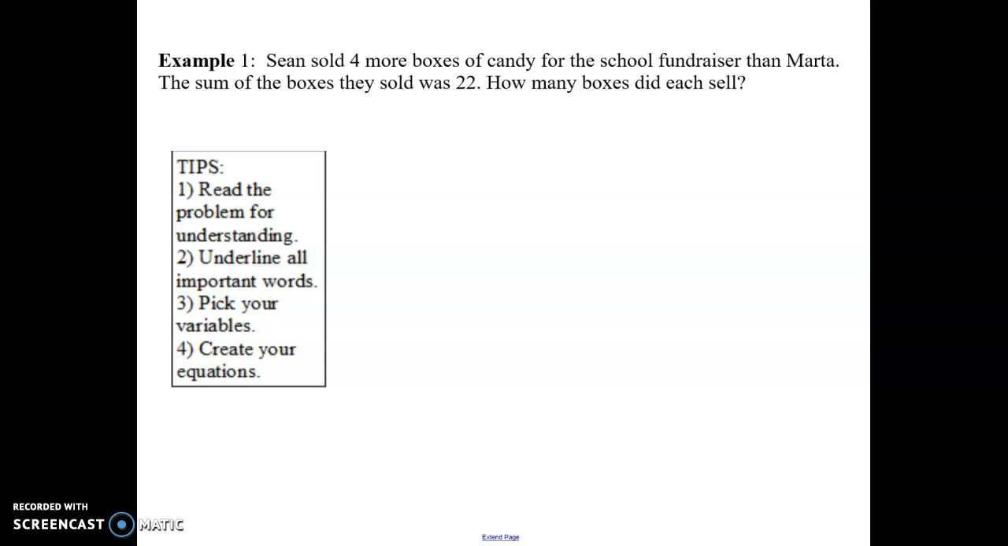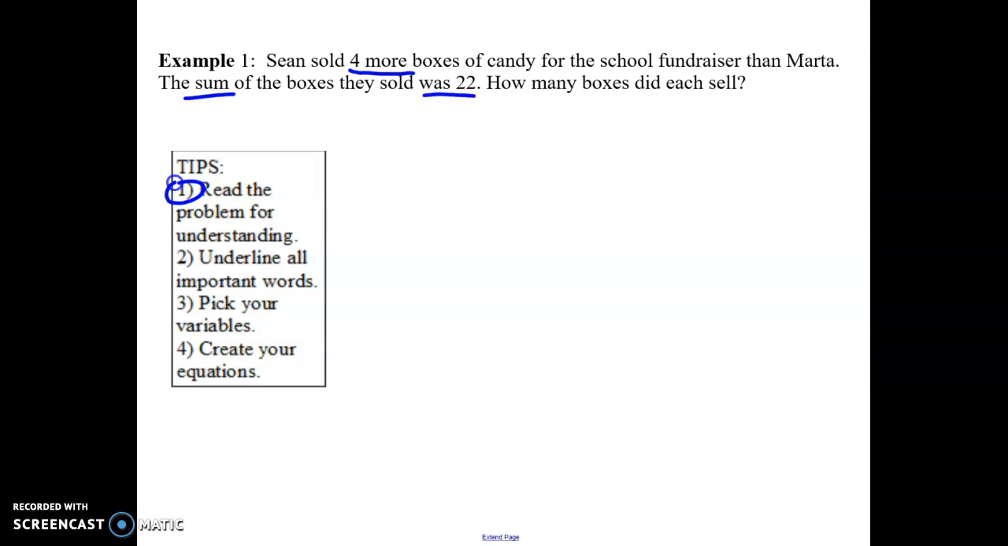So, first of all, I'm going to read the problem for understanding. When I go through the question, I like to underline things that are important. So first of all, I see that Sean sold 4 more boxes than Marta. The sum of the boxes they sold was 22. Then we want to know how many they each sold. So I underlined some important words.